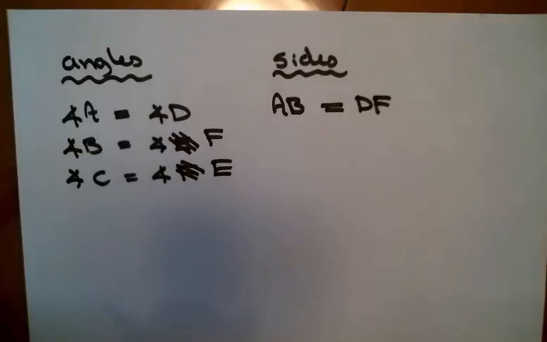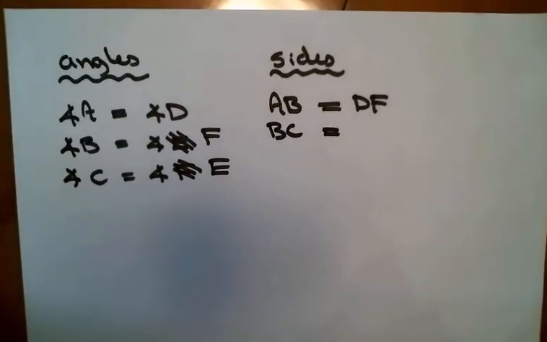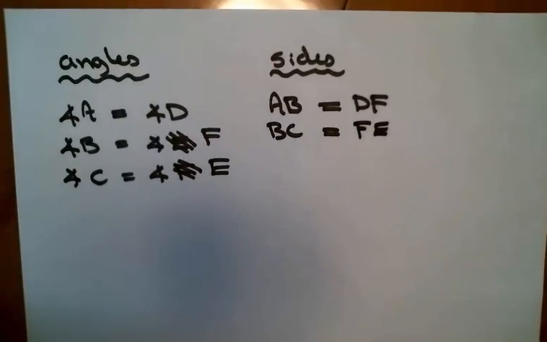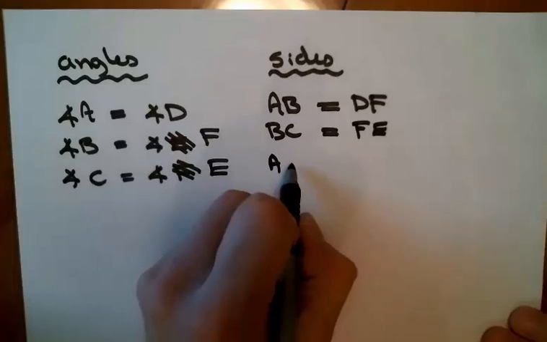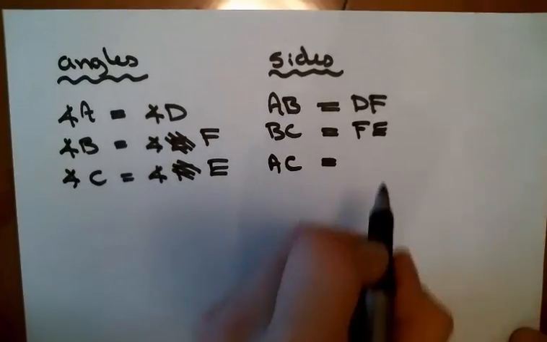Okay, keep going. Where we have side BC equals side FE. And lastly, we have side AC, which equals side DE.